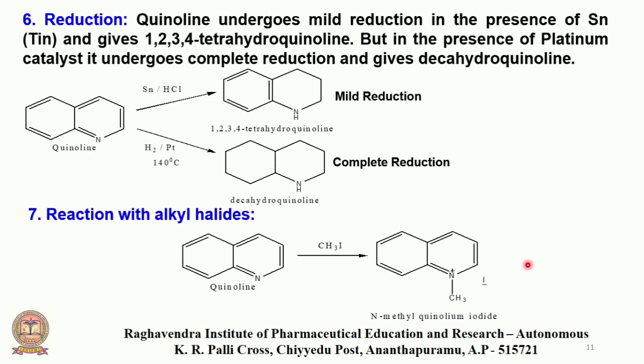We can see electrophilic substitution reactions take place at the 5th and 8th positions. Nucleophilic substitution reactions take place at the second position. If the second position is occupied, then the fourth position reacts. And then we see the oxidation reactions with peracetic acid and with potassium permanganate, and also reduction and reaction with alkyl halides.